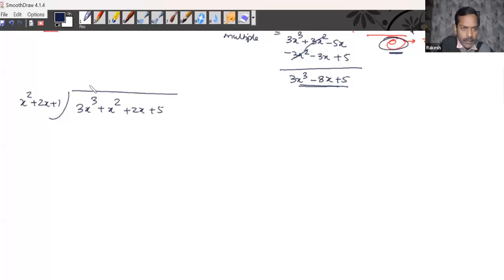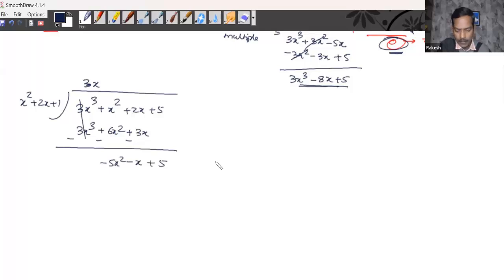Again, the process is that we need such a term here so that after multiplying with x square, we should be getting 3x cube. So clearly we should be multiplying with 3x. So I'll be getting 3x cube here. This has to be multiplied with the other terms from the divisor also. So I'll be getting 6x square, and I'll be getting plus 3x. The sign has to be changed, so this will be minus, this will be minus, this will be minus, right? Clearly this will get cancelled out. This will become minus 5x square. This will become minus x, and we will retain 5. Again, the next step is that we should get some number here so that after multiplying with x square, I should be getting this.